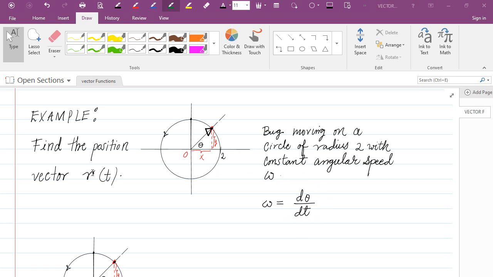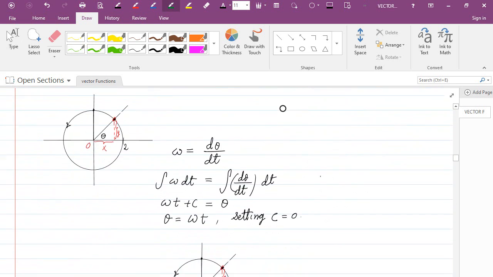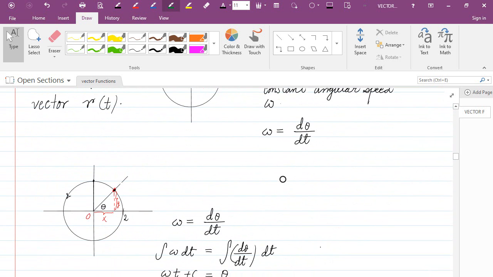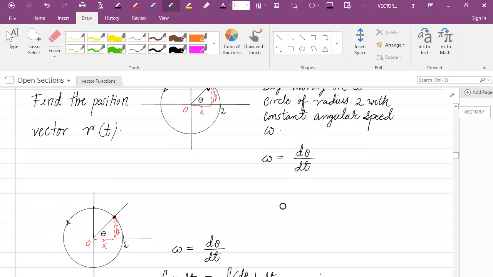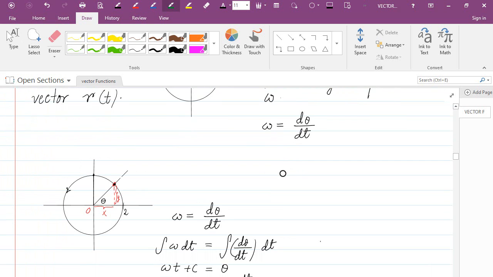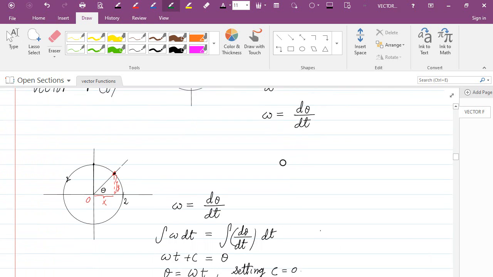What do we have to do? We have to find the position vector r(t) for this bug. Well, how do we do that? Well, first of all, since we know that omega is a constant angular speed and omega is the derivative of theta with respect to time, we can come up with a formula for theta in terms of omega.